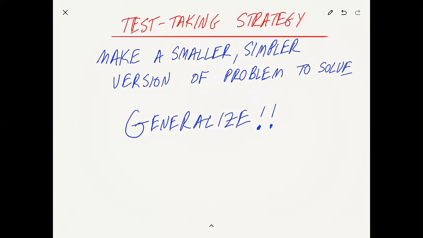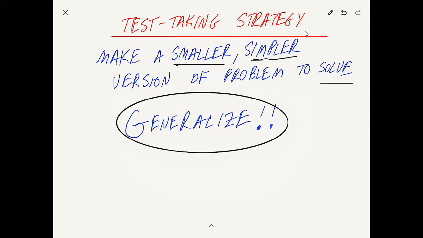Whenever you're faced with a problem that's difficult and you can't solve it outright, and you want to try to solve it quickly, one of the things that I always recommend to my students is to try to make a smaller, simpler version of the problem and try to solve that. And if you can solve it, then you can generalize to your particular problem. I'm going to give you two examples of things that I've used. All right, so let's go.